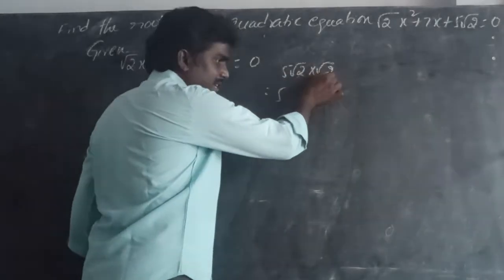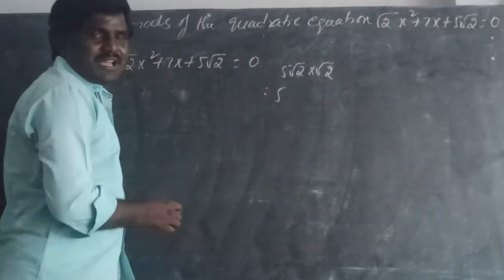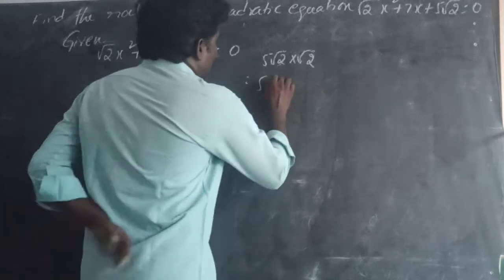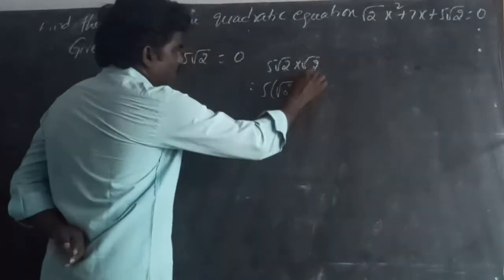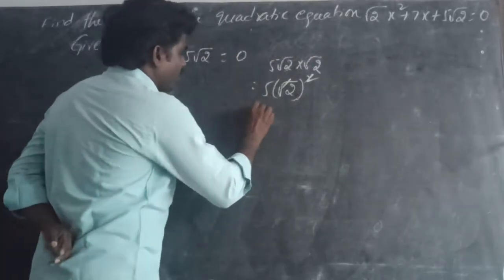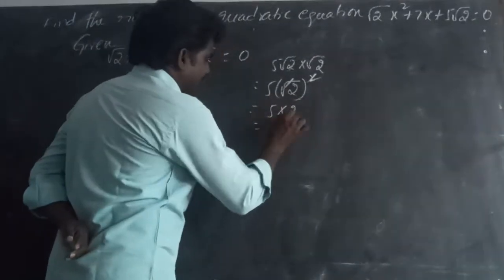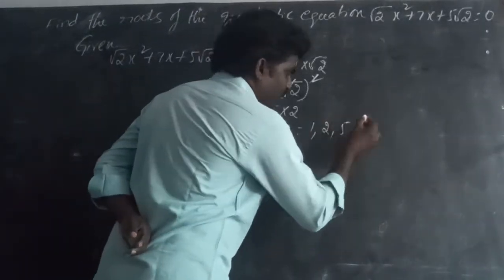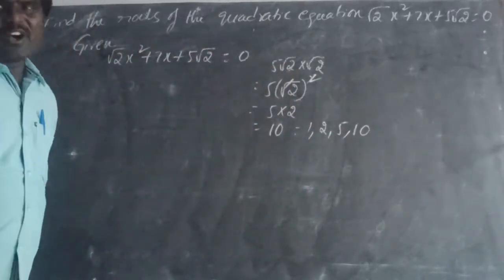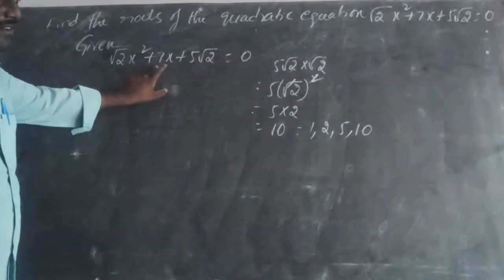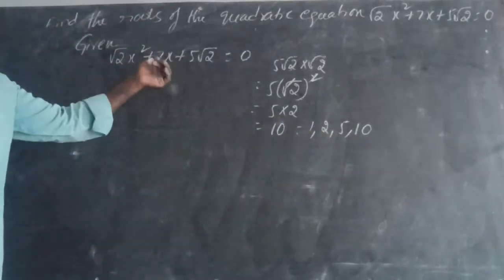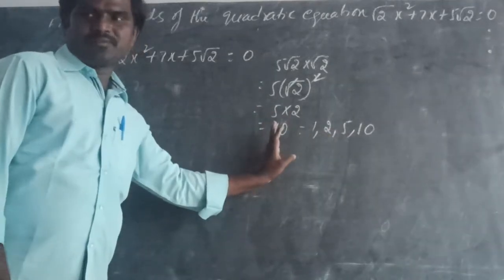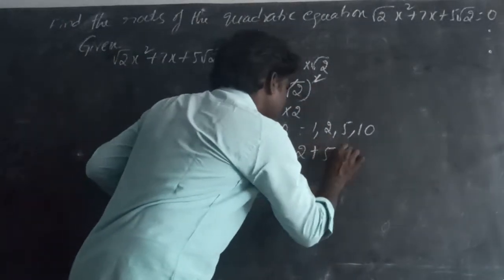Root 2 is an irrational number. Root 2 into root 2 is root 2 whole square, and the square root cancels. So what remains is 5 into 2, that is 10. So what are the factors? 1, 2, 5, 10. The x coefficient is 7. Which factors do we take? Their sum becomes the x coefficient. That is 2 plus 5, which is 7, and 2 into 5 is 10.